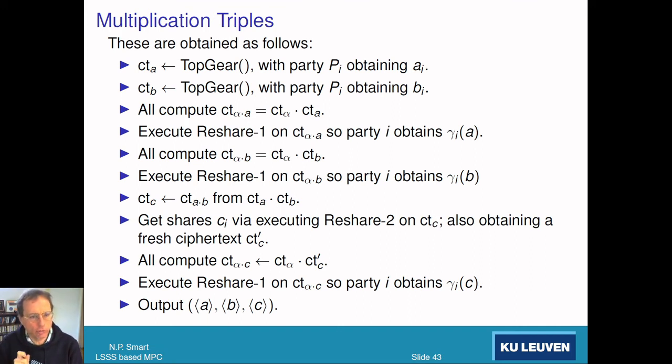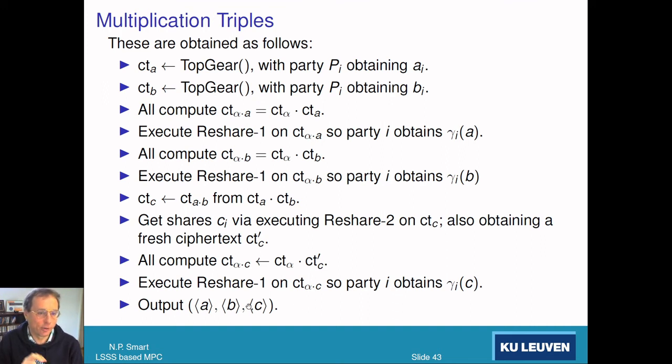Now, why do we need a new encryption of C? This is because we want to perform another multiplication on this encryption of C, and we've already used up one level with this multiplication here. So we need a fresh encryption of C to be able to multiply it by the ciphertext encrypting alpha to get the MAC on C. And so we can execute this protocol, and this will give us the triples A, B, C.